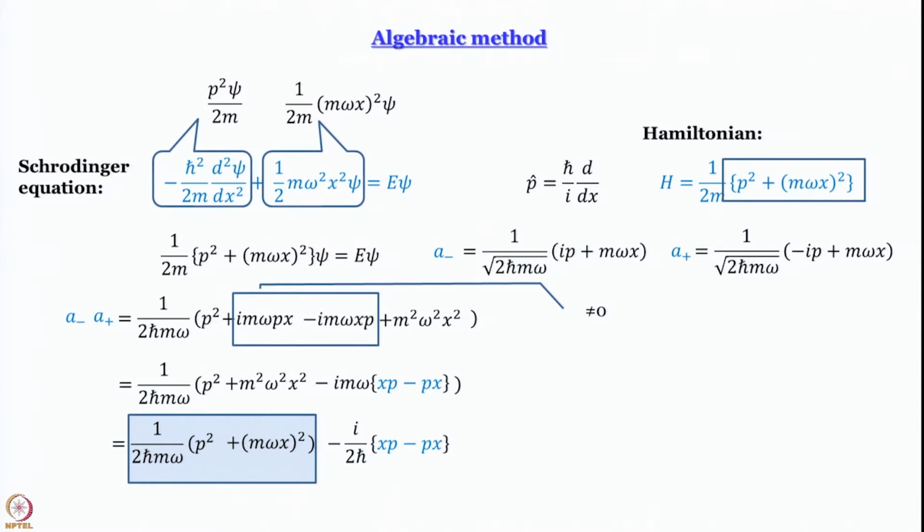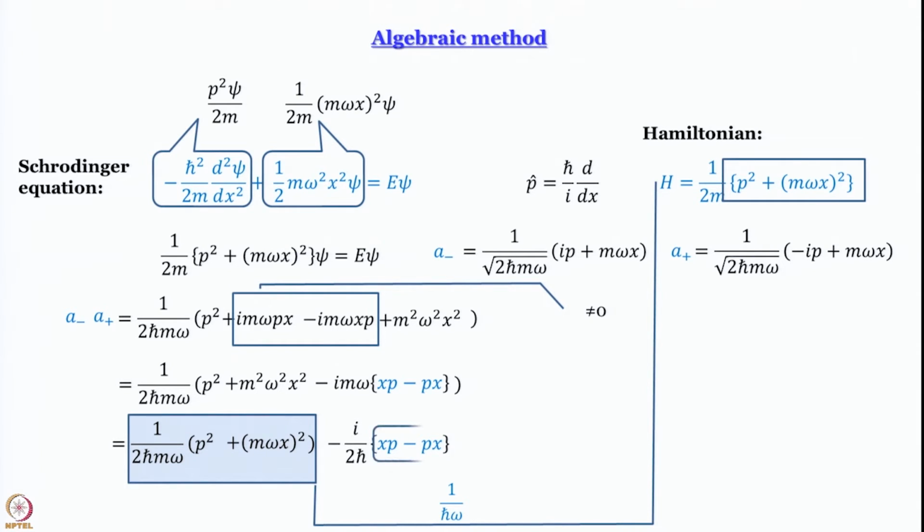Now see, what is the first term? Is not it something that is closely related with the Hamiltonian? Yeah? Just multiply this Hamiltonian 1 by 2 m p square plus square of m omega x by 1 by h cross omega and you get what you have on the left hand side already. Yeah? So, a minus a plus is equal to the first term is going to be 1 by h cross omega h. Remember what we are trying to do? We are trying to express the Hamiltonian in terms of ladder operators. We have already made some progress in that.